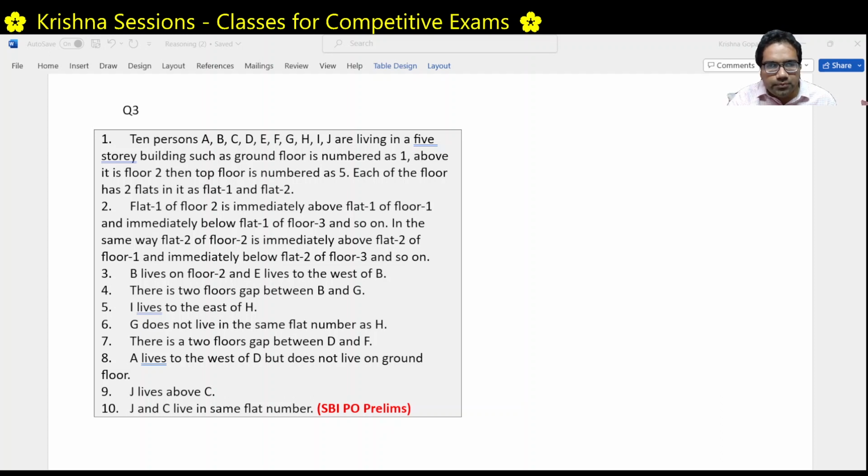Good morning, friends. Let us do one more problem. Here, 10 persons are living in a five-story building. The problem is about 10 people living in a five-floor building.